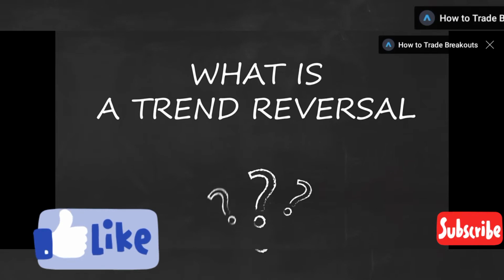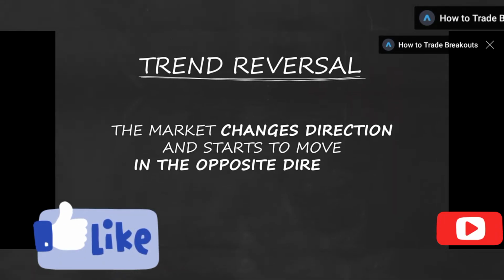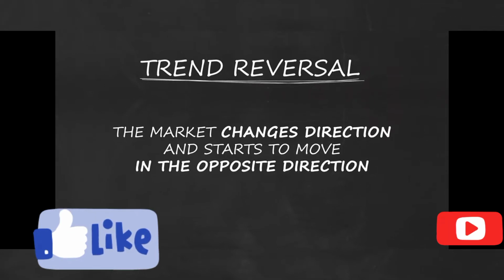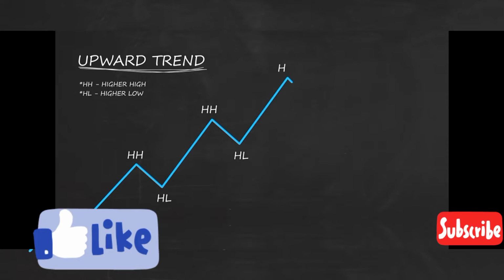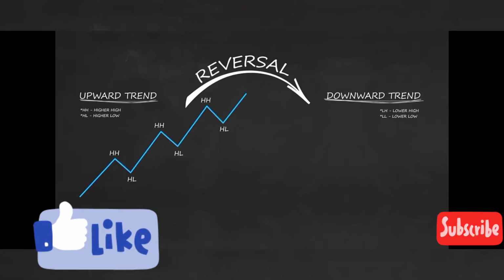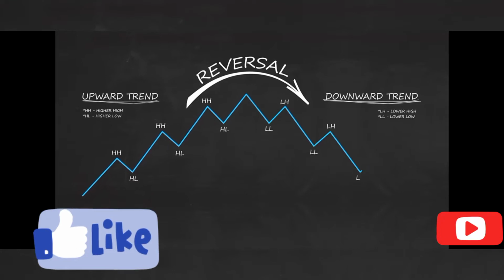What is a trend reversal? A trend reversal is when the market changes direction and starts to move in the opposite direction. An uptrend, which is identified as a series of higher highs and higher lows, reverses into a downward trend by changing into a series of lower highs and lower lows.